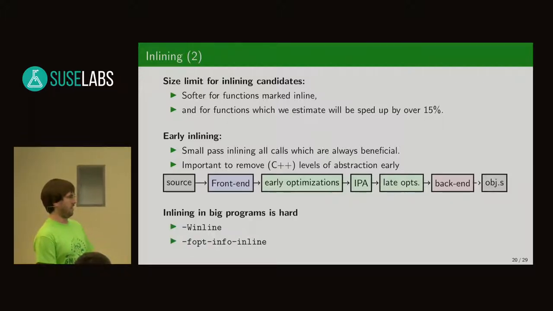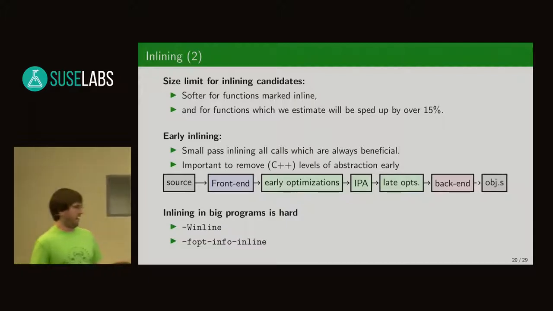And one final thing about inlining is that inlining big programs is fairly hard. And so you can help the compiler, you can look at what it is doing and what it should be doing. If you have a function declared inline and it's not inlined, you can get a warning if you want. You can also, with the -fopt-info-inline parameter, have a deeper look at what it does.